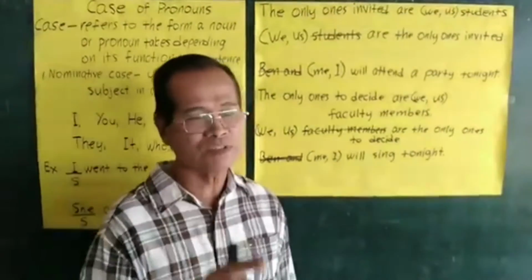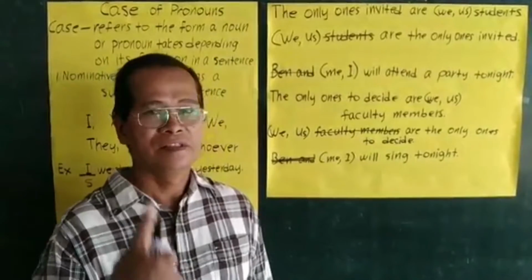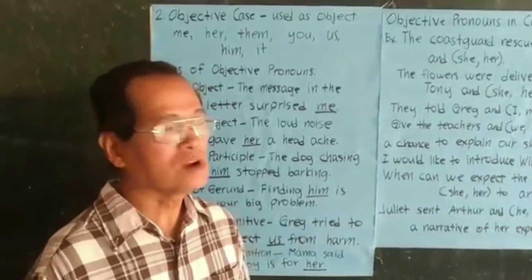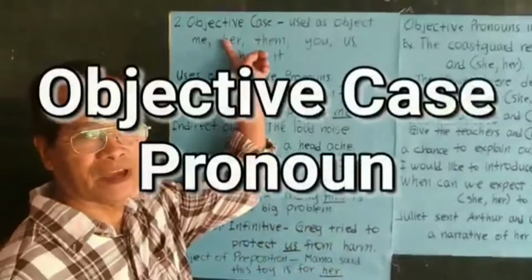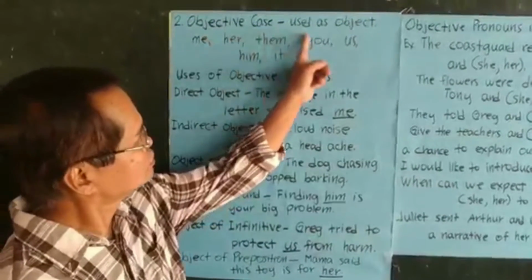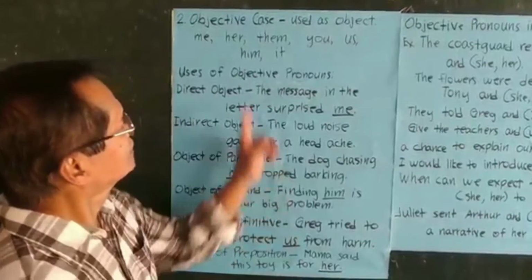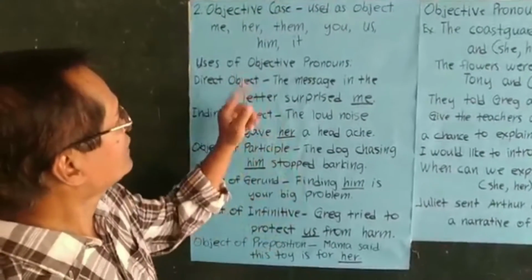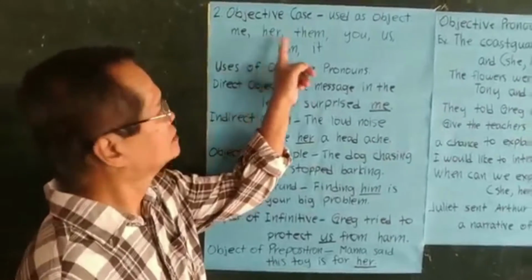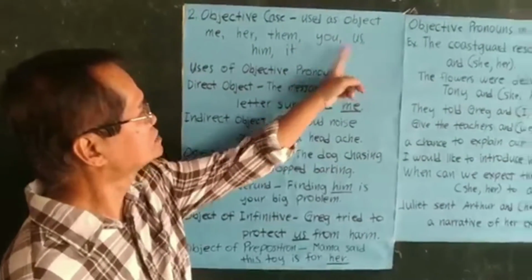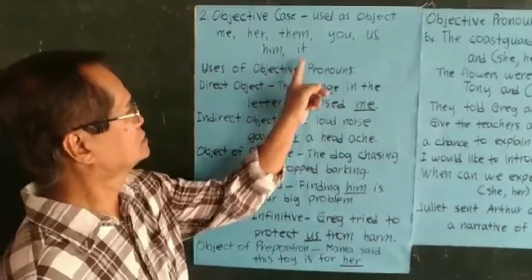Now, we are going to proceed to our next topic, the objective case. The next case of pronoun is the objective case pronoun. It is used as an object in the sentence. And the objective case pronouns are the following: me, her, them, you, us, him, and it.